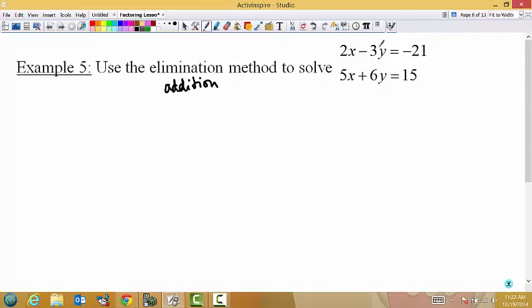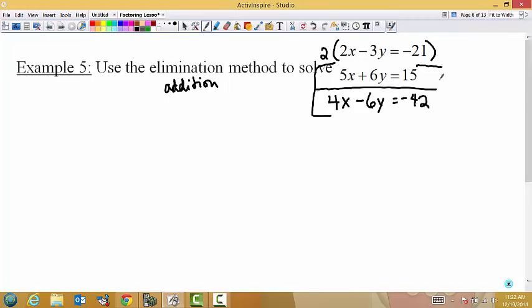I look at my y's and I say, that one's negative, that one's positive. 3 goes into 6 2 times. So if I multiply the top by 2, and I just bring it down here, 2 times 2 is 4x, 2 times negative 3 is negative 6y, 2 times negative 21 is negative 42, and then I add these two equations. 4 plus 5 is 9. The 6y's cancel, and 15 minus 42 is, I don't know, I think it's negative 27.